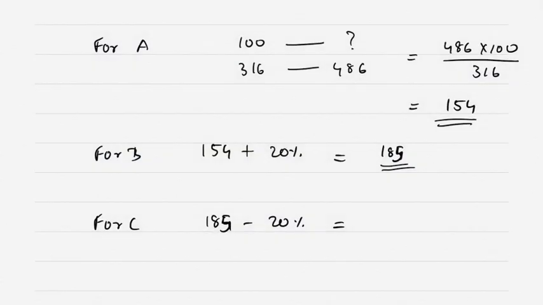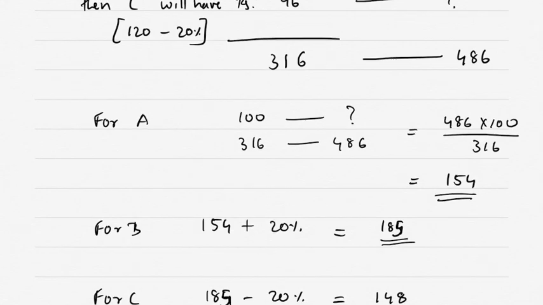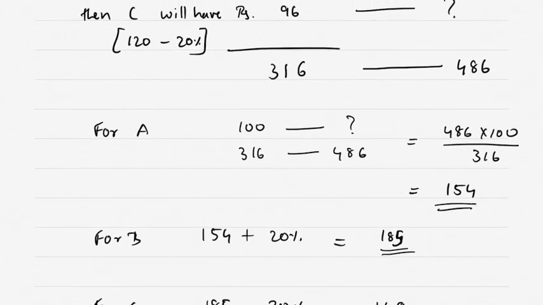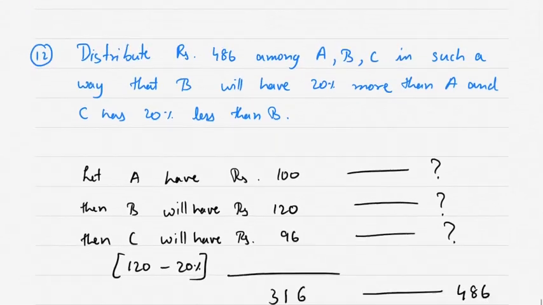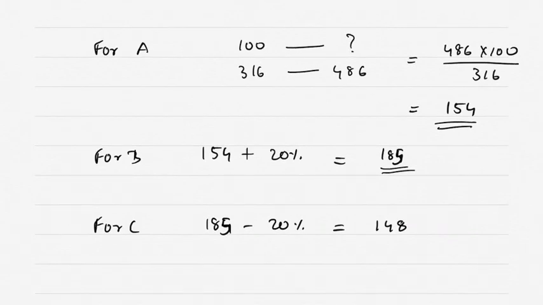So 148. So 154 plus 185 plus 148. How much does it come to? Does it come to 486? No, one more. Because of the point, there is a difference. I'll keep it 184 only. The total is not coming properly. Okay, I'll keep 184 only.